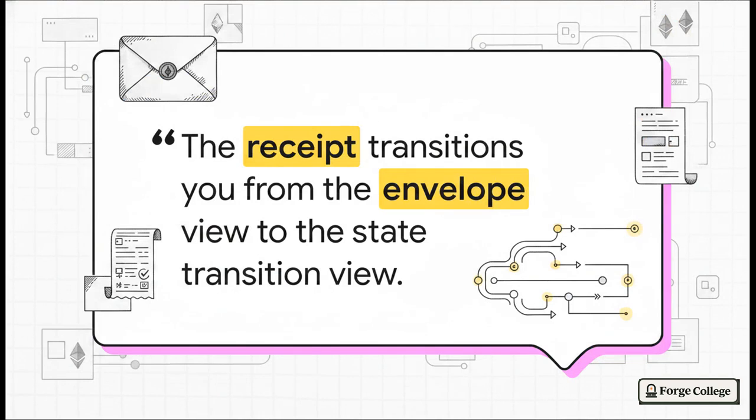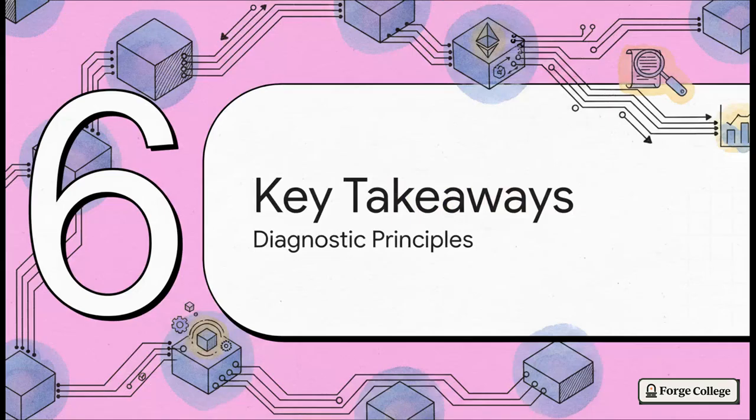This leads us to an ultimate diagnostic truth. The receipt is the primary artifact that transitions you from the envelope view to the state transition view. When you are tearing your hair out trying to figure out why a balance is wrong or a transfer failed, checking that receipt status and the emitted logs is absolutely the best way to debug what actually happened inside those internal contract calls.